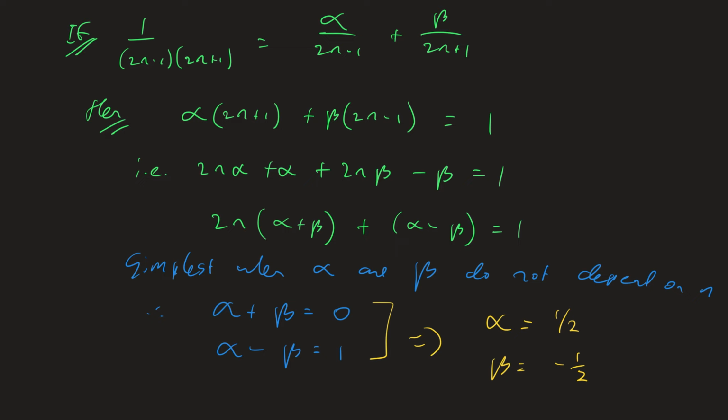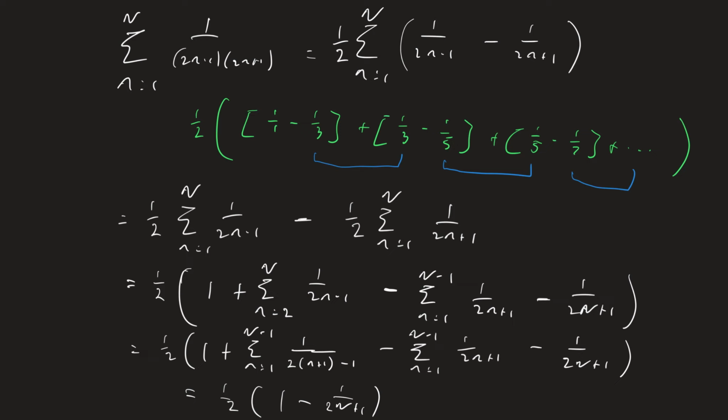If that's the case, then I require alpha plus beta to be 0, so there's no influence from n here. So I want alpha plus beta to be 0 to get the simplest solution. And that means for this to be true, because this is 0, alpha minus beta must be equal to 1. And this leads me to alpha being a half and beta being negative a half. And while this might look a little bit magical, as I said, partial fraction decompositions mean that, generally speaking, you can always do this.